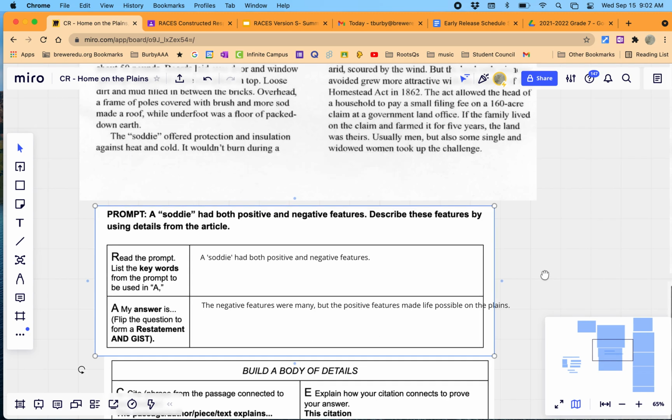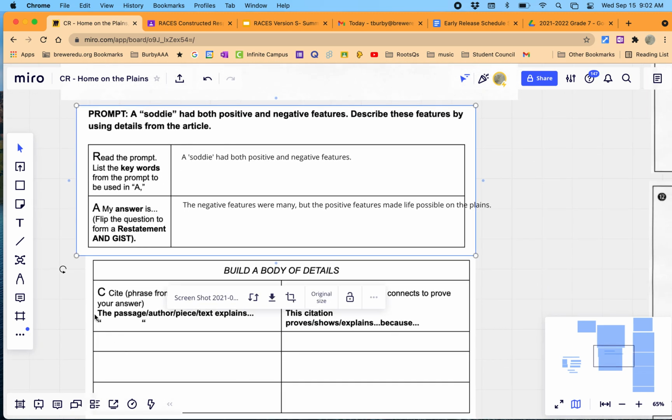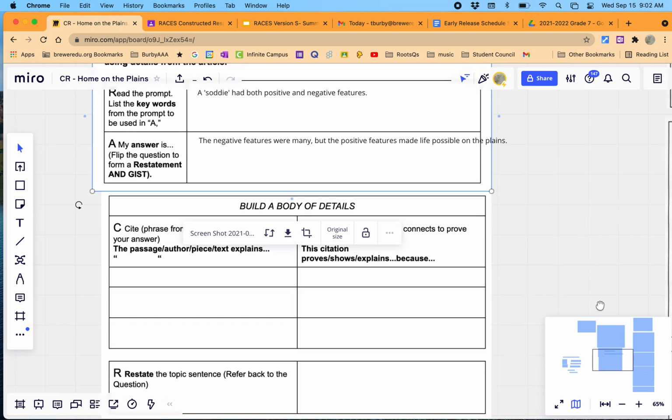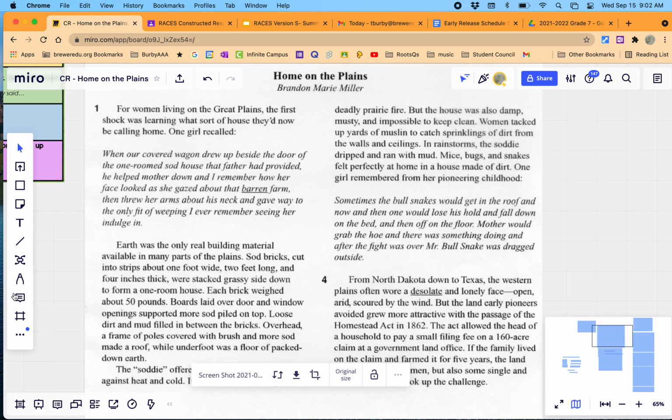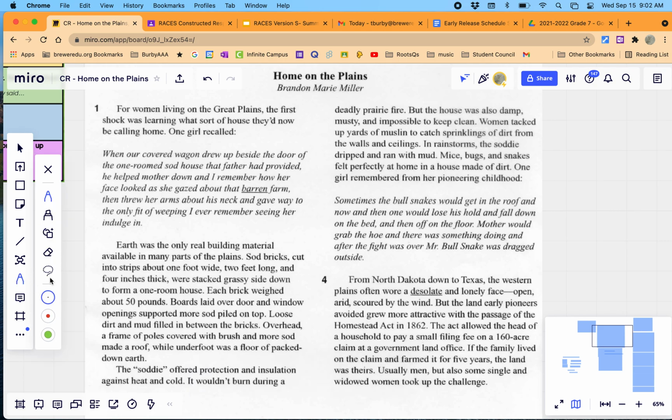So now we're going to go back and find some positives and some negatives. And let's highlight them. Let's read. We've got to look for the positives and we've got to look for the negatives. So I'm going to use a highlighter, and I'm going to highlight everything positive in yellow. And then I'll go back and I'll highlight everything negative in red. And I'm just going to read it through once.